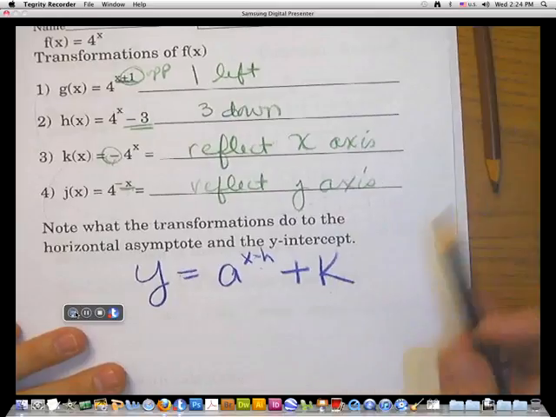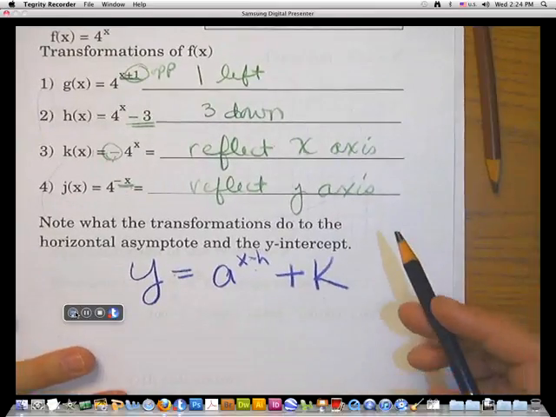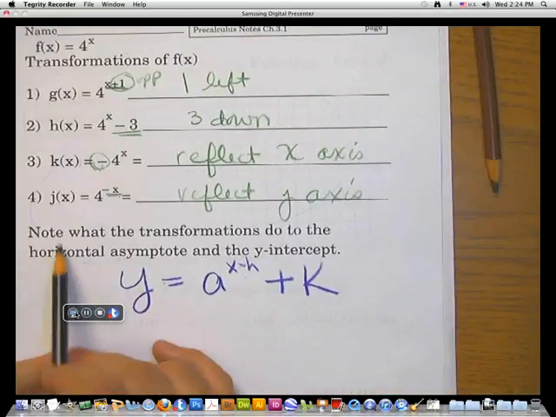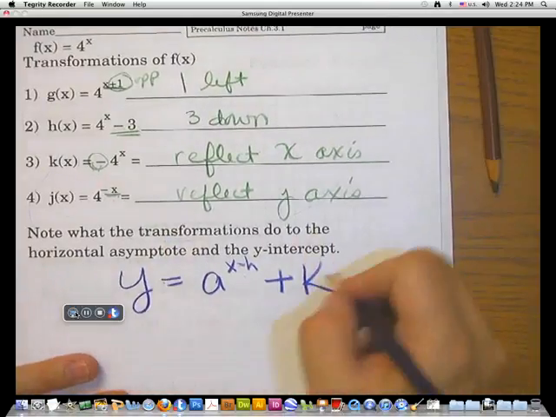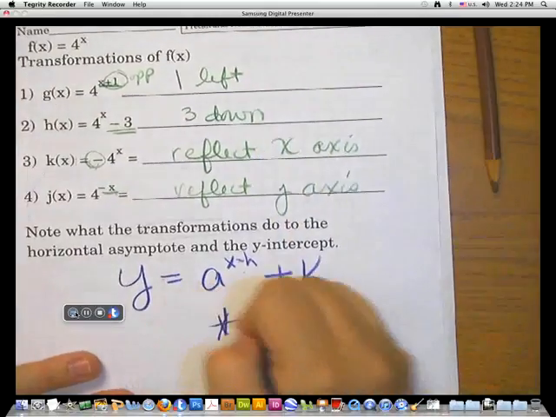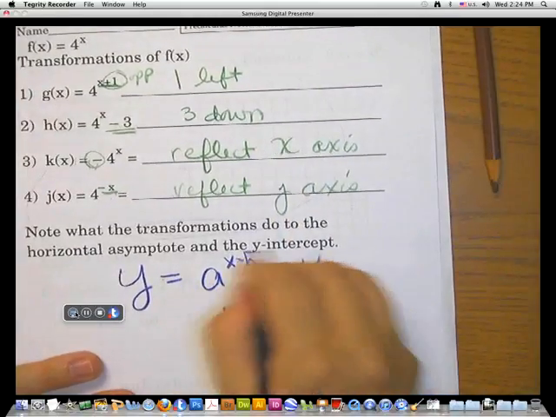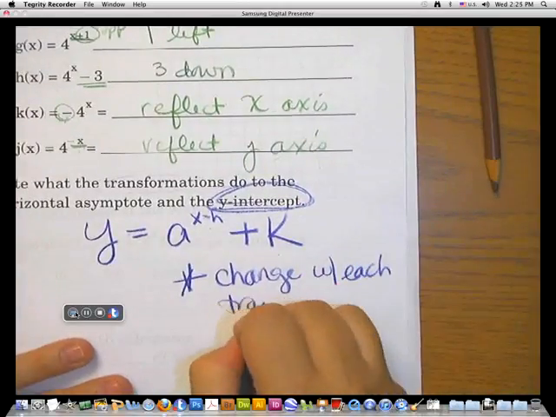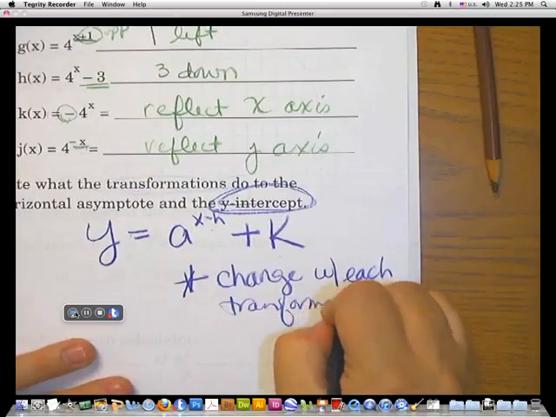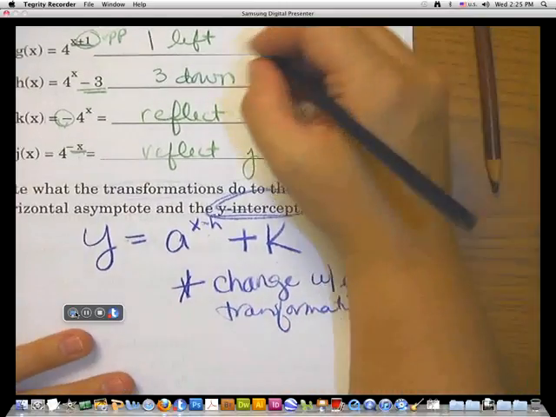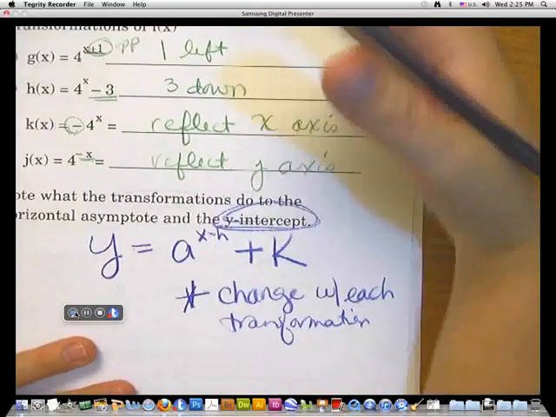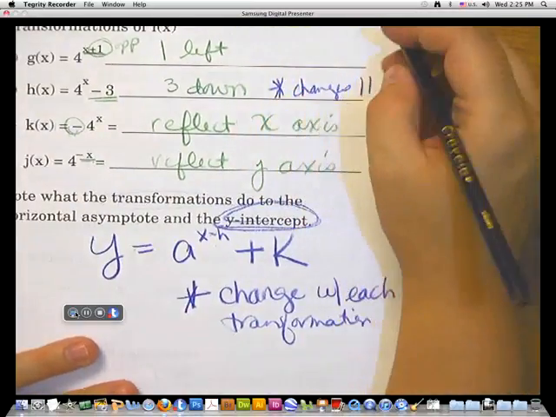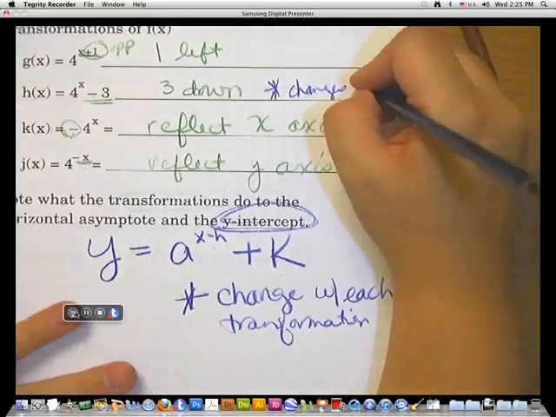One thing we do need to be careful of, for example, when we start changing our transformations, we are also going to be changing our y-intercepts with each transformation. It also changes, like up here, if I change my movement up and down, it changes the asymptote.